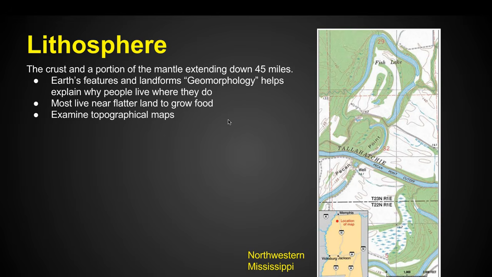Because if you have a feature like a mountain, people don't tend to live high up. If you've got flat plains, people tend to live there, especially when we think about historic civilization growing, because that's where food was able to be grown, on the flat plains. In the lithosphere, we can examine topographical maps. So for example, you see northwestern Mississippi here, and you see the high points and the low points.